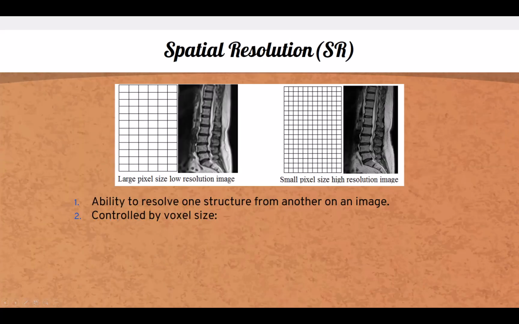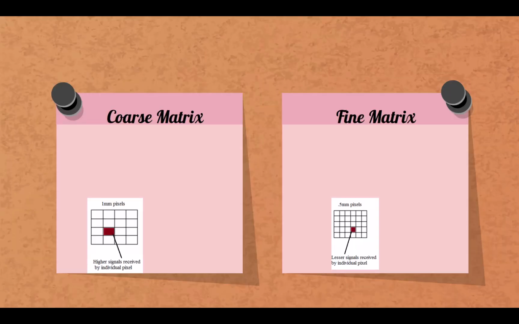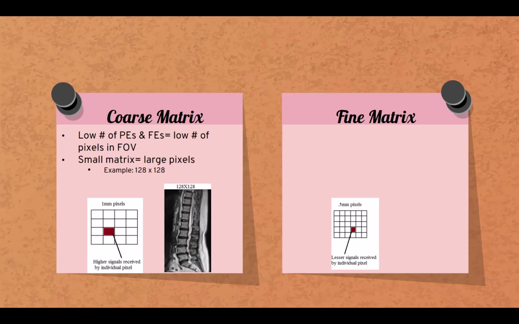The second pillar of image quality is spatial resolution, which is the ability to resolve one structure from another on an image. It is controlled by voxel size, which is determined by field of view, matrix or number of pixels, and slice thickness. Let's compare a coarse matrix to a fine matrix in terms of spatial resolution. A coarse matrix means that you have a low number of phase encoding steps and frequency encoding steps, which equals a low number of pixels within the field of view. A small matrix like 128 by 128 equals large pixels. Large pixels reduce spatial resolution.